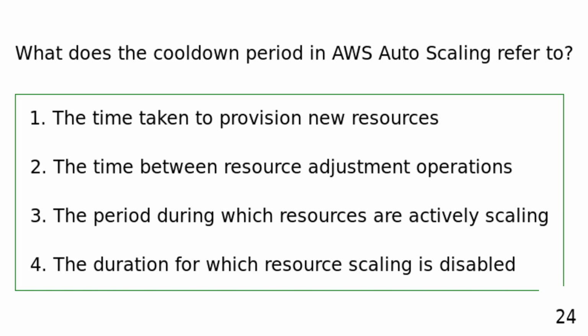What does the cooldown period in AWS Auto Scaling refer to? The time taken to provision new resources. The time between resource adjustment operations. The period during which resources are actively scaling. The duration for which resource scaling is disabled.